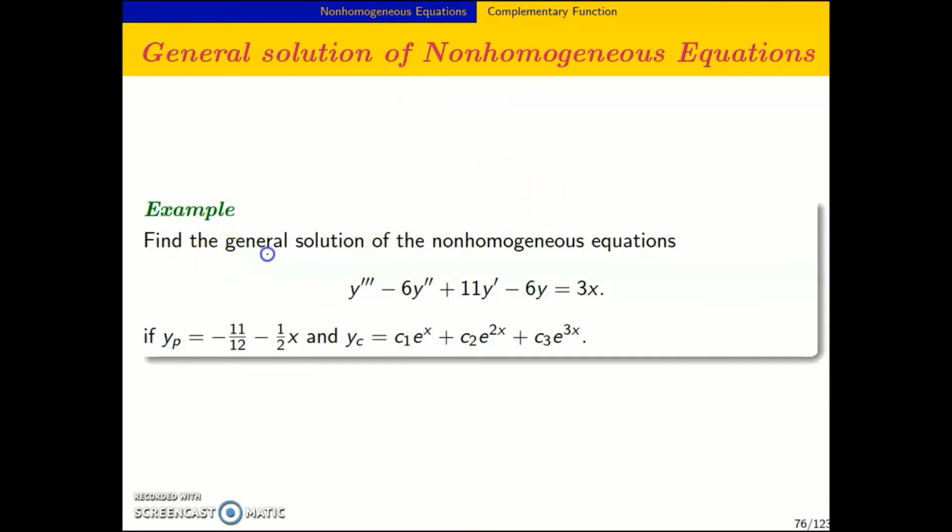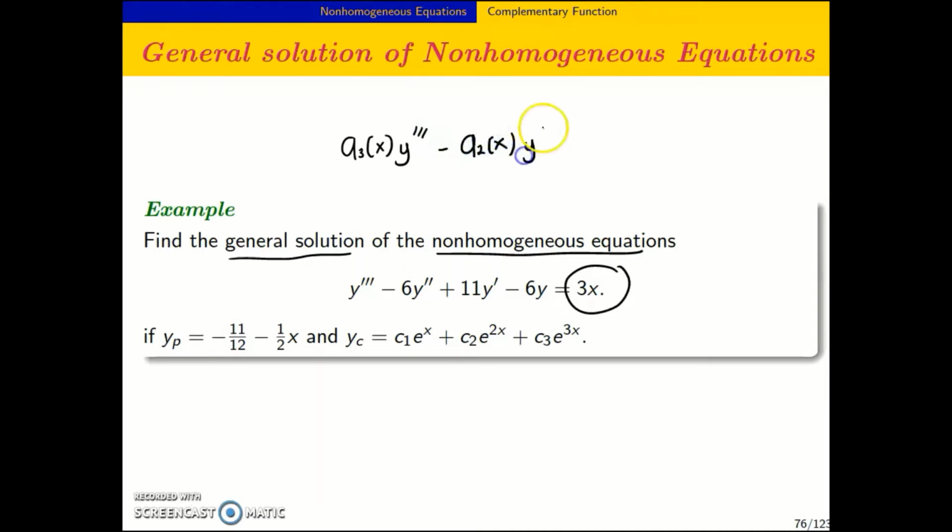Find the general solution of the non-homogeneous equation. Not homogeneous, non-homogeneous. Why is it non-homogeneous? Because of this. If you look at the standard form, you have a3(x) y third derivative plus a2(x) y second derivative, and then plus a1(x) y prime plus a0(x) y equals g(x).